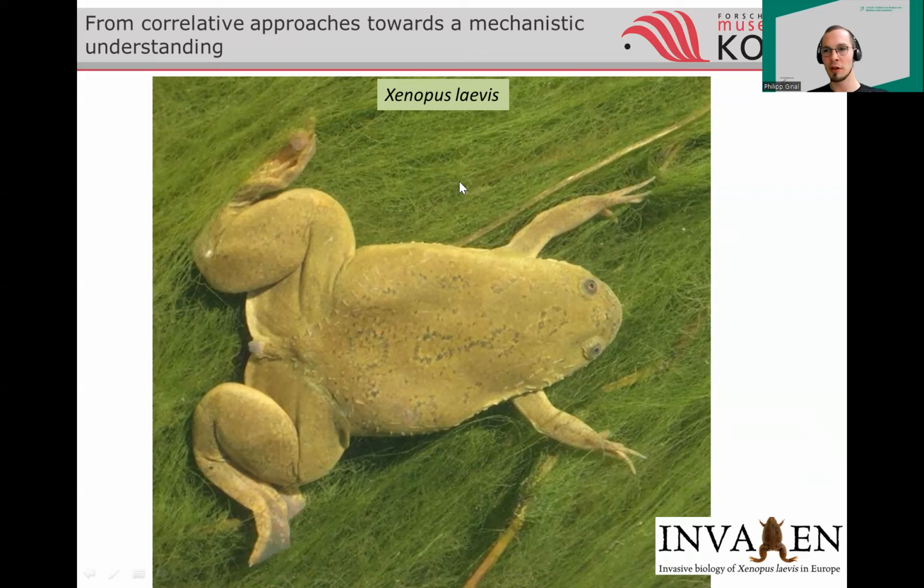Xenopus has some very interesting characteristics that make it a very successful invader. For example, females can lay up to 10,000 eggs. Then the species can tolerate a high variation of different environmental conditions, for example, a high level of salinity and a high variation of pH level. It can persist during droughts because it burrows into the ground. It can survive for several months without food, and so on.